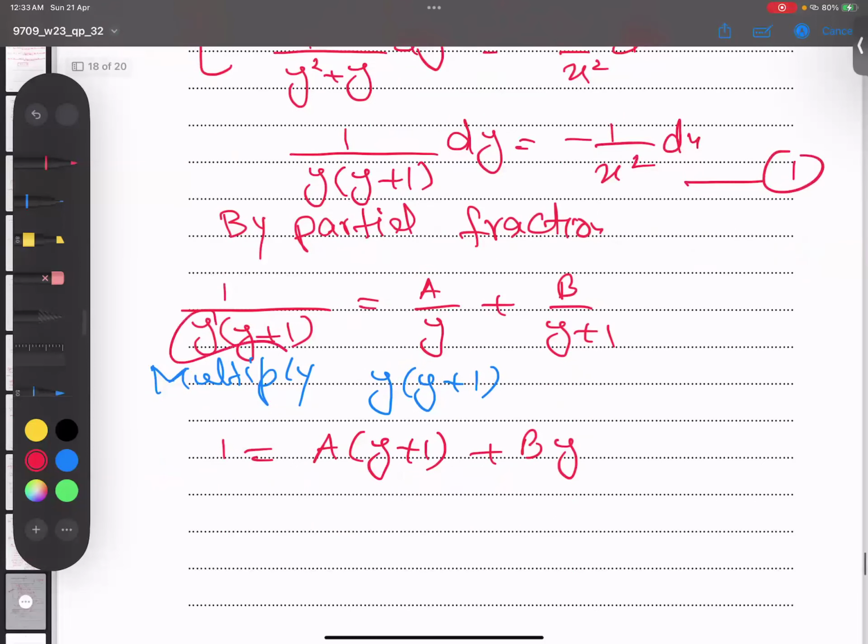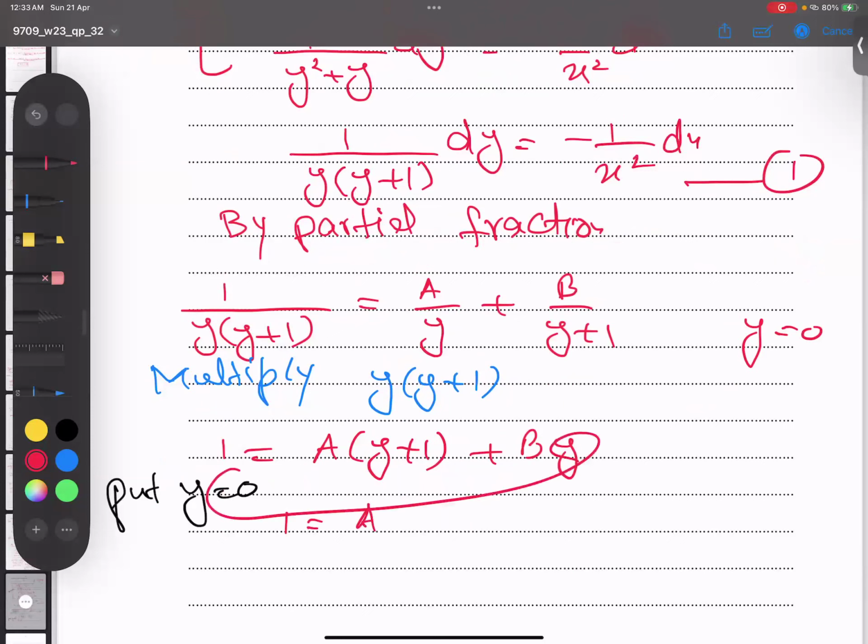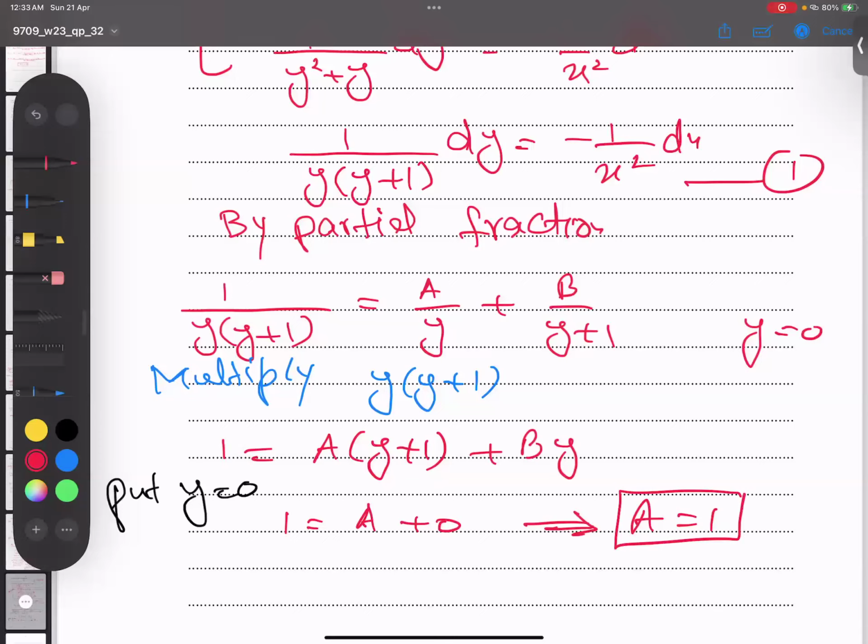Now one time I will put this equal to 0, y is equal to 0. So I'm putting y equal to 0 here. When I put 0 here, I get only a. When I put 0 here, it is gone. So the a value is 1.